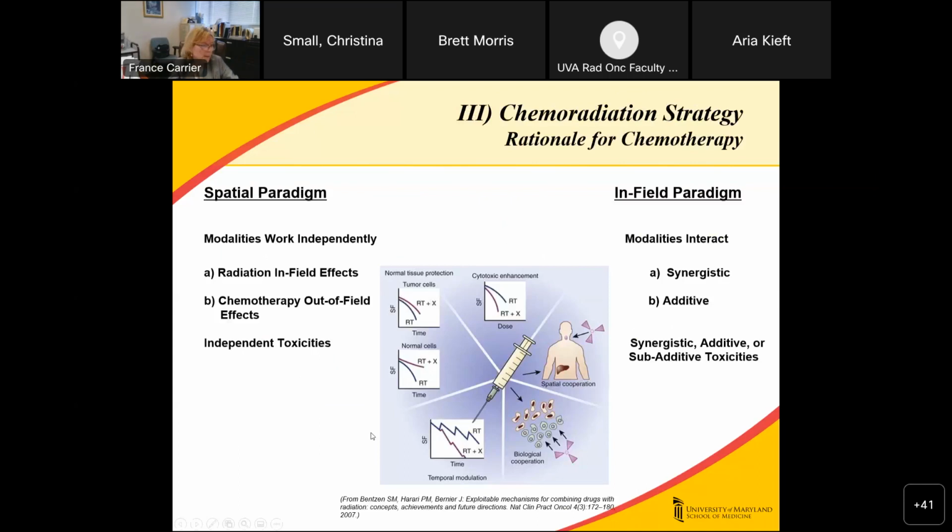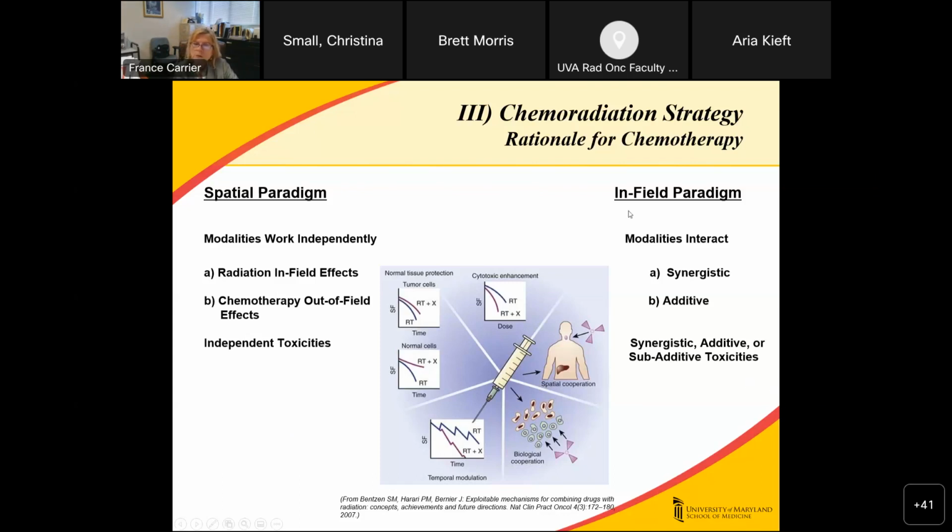Okay, so in the last part of this lecture, I'm going to try to cover the strategy that we use in chemoradiation and what the rationale is for chemotherapy. Basically, we have a spatial paradigm versus the infield paradigm that we can take advantage of. For the spatial paradigm, with radiation you need to achieve local tumor control. Then if you combine that with chemotherapy, we're going to reach out-of-field effects, so that would be for systemic disease. Those are two independent toxicities, and you can get a better control of the cancer progression this way.